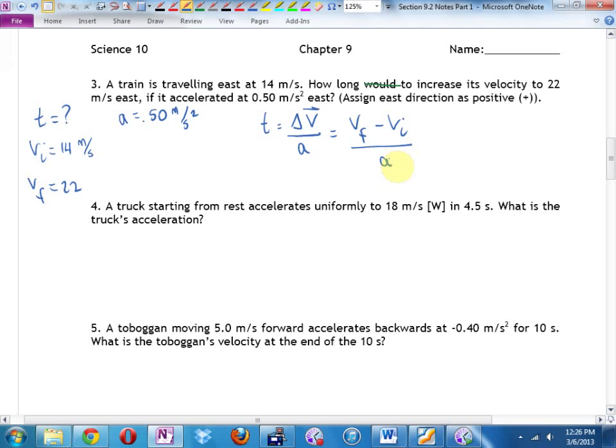Now, plug and chug. What's v final? 22 minus, what's v initial? 14 over, what's a? 0.5. So you can either go brackets around the top, divided by 0.5, or you can go 22 minus 14 and press equals, divided by 0.5. If I do this in my head, 16?